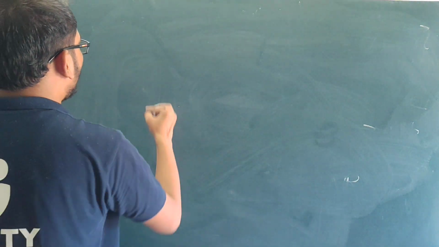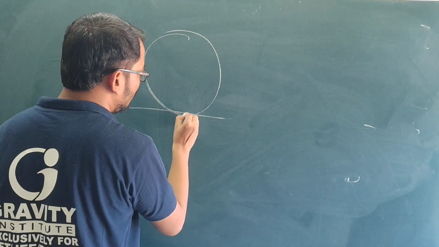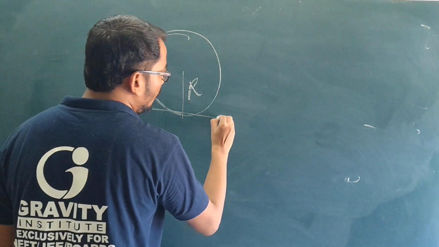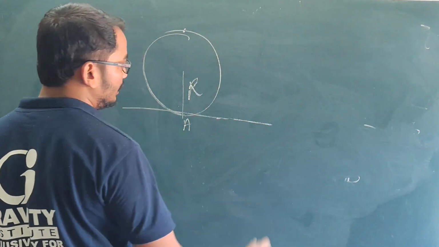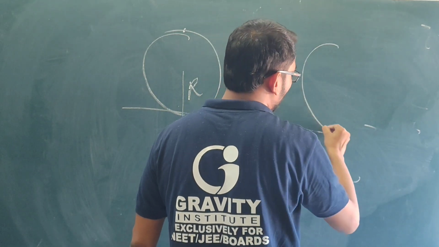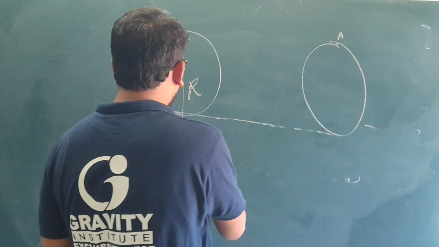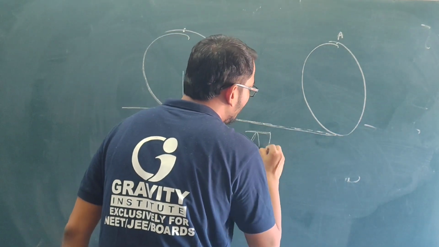I'm going to give a question. Suppose a circle having radius r, and a particle moving from this point. After some time, the position of A comes out to be like this. So what is the distance? This distance will come out to be pi r.